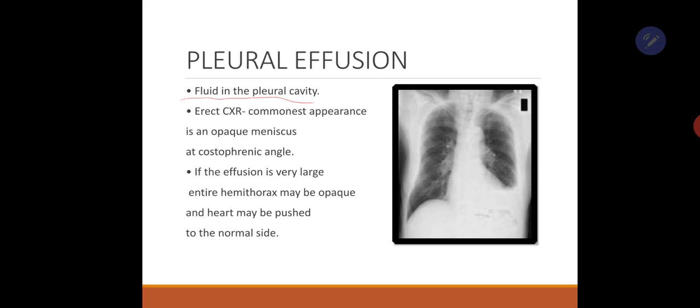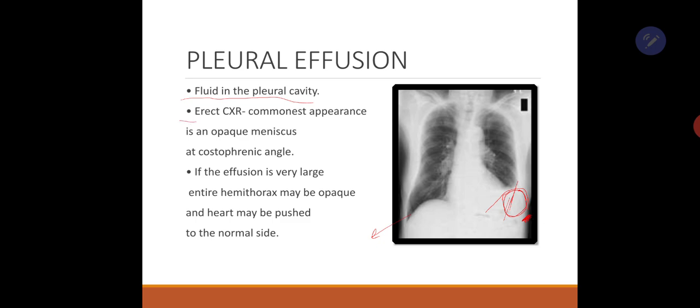See, if you can see over here, that's where the importance of the costophrenic angle comes in. You can see the costophrenic angle on the right side is clearly visualized, but on the left side, the costophrenic and cardiophrenic angle, see, this is the costophrenic angle, it is blunted, and this is the cardiophrenic angle where it should have been, it is also blunted. So this is seen in pleural effusion.